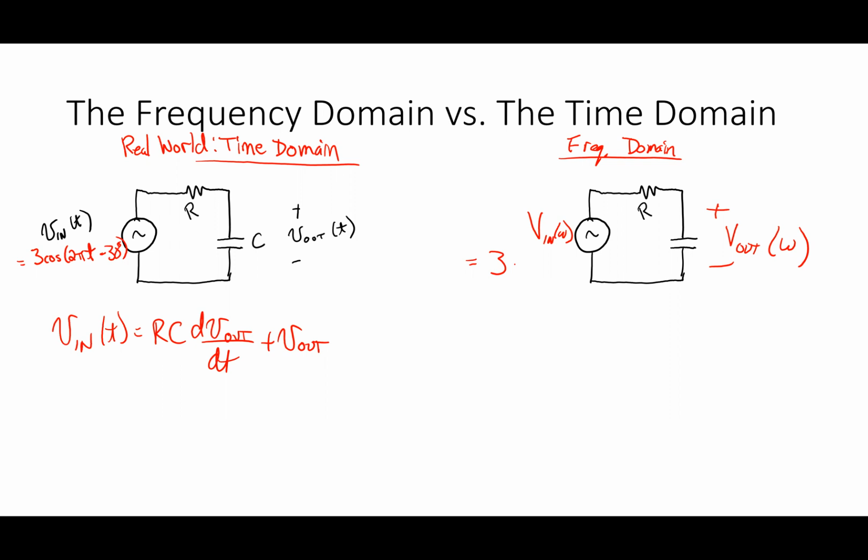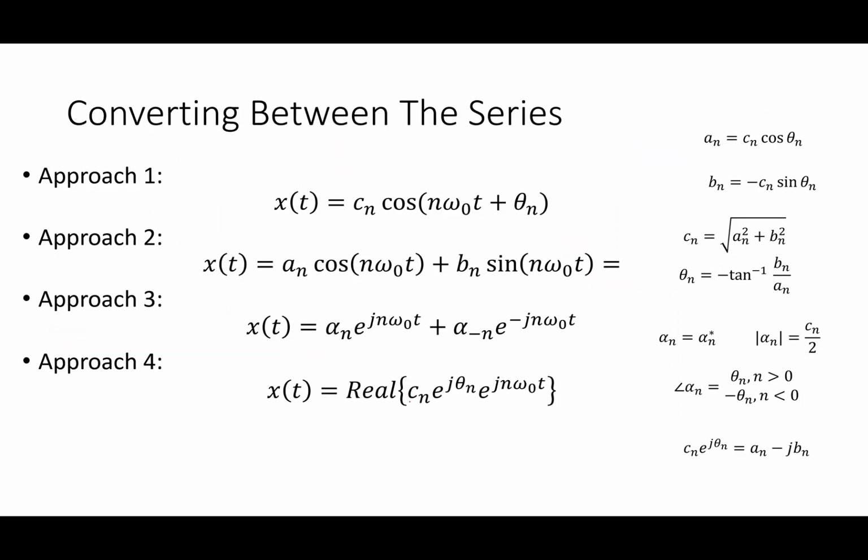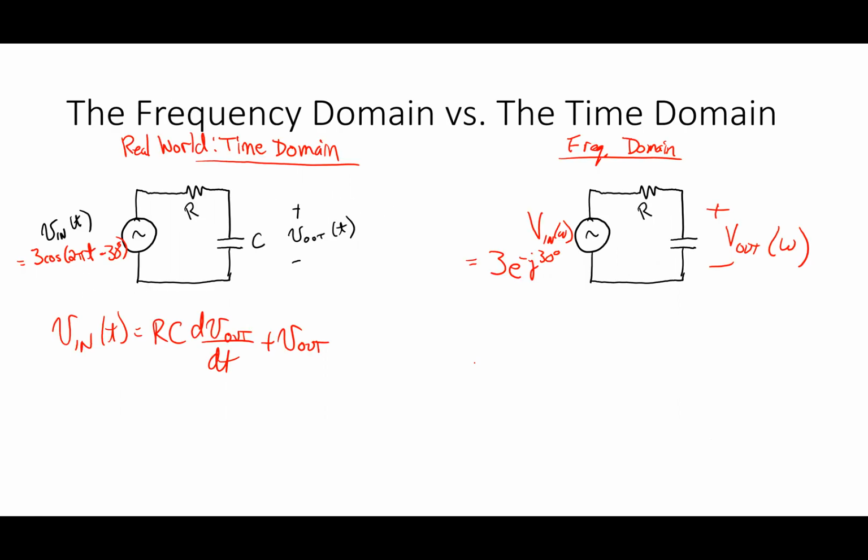Yeah, this guy would be 3e to the negative j 30 degrees. I represent this using what I've termed approach 4. I've captured this thing here called the phasor, which I pulled out of it. And then V out, I don't know what that is. I would say V out has some magnitude and some angle. How do I relate those? Well, I use impedance. V out of omega is equal to V in of omega times 1 over j omega RC plus 1, like that.